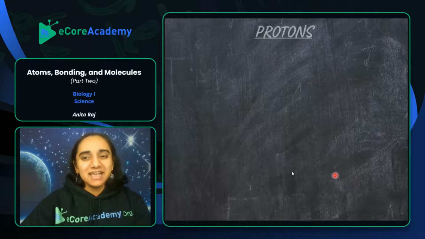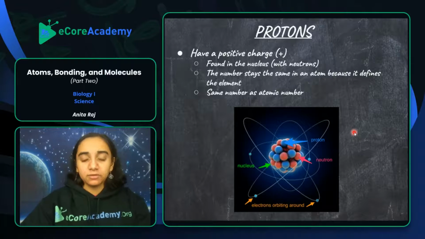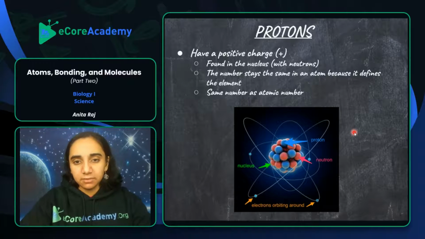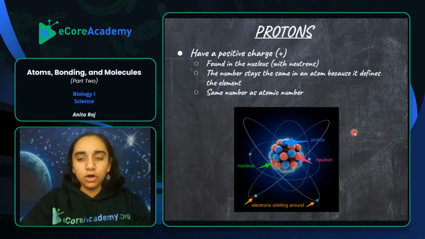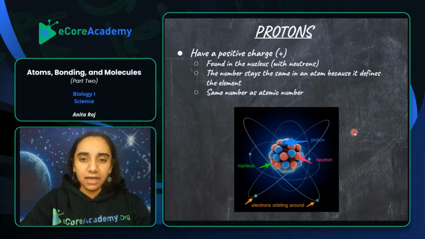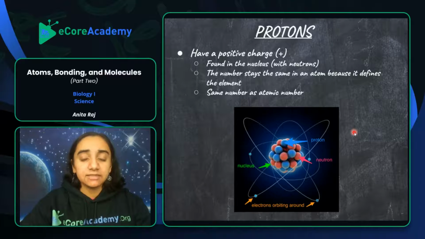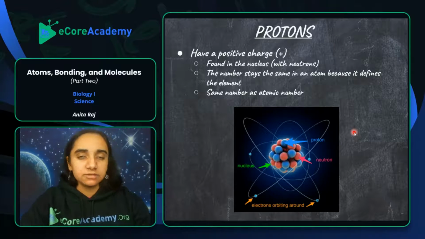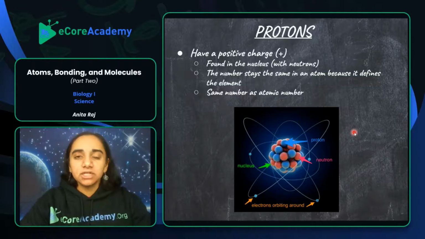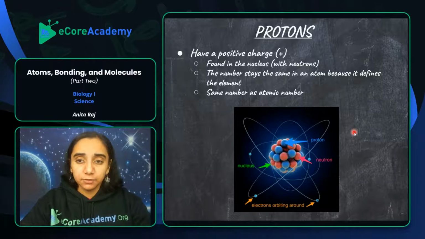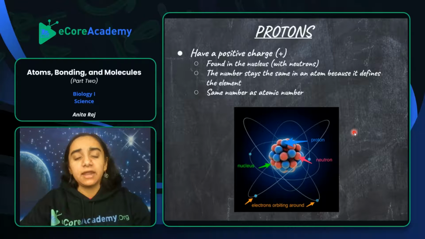Subatomic particles. Now we have protons. Let's talk briefly about protons. Like I said, they have a positive charge represented by a plus sign. They're found in the nucleus along with the neutrons. They form that positive dense center of the atom. The number stays the same in an atom because it defines the element. So like I said, every element has a specific atomic number. Whenever you hear the word specific in science, it means unique. So each element has a specific atomic number, and the atomic number represents the amount of protons in the nucleus of that atom.